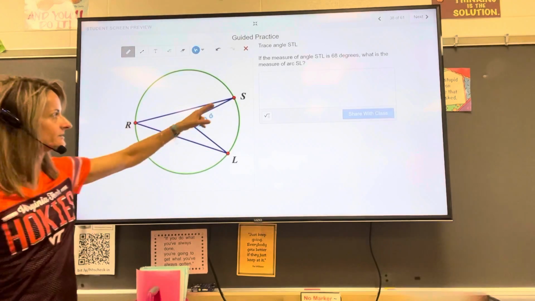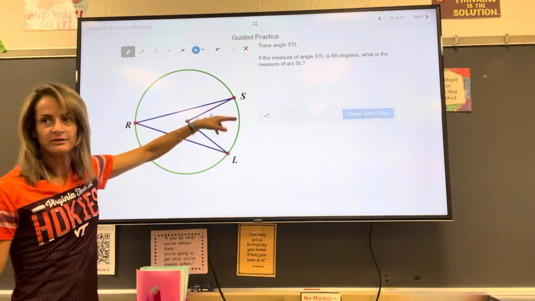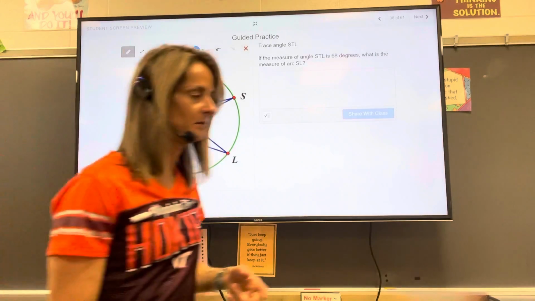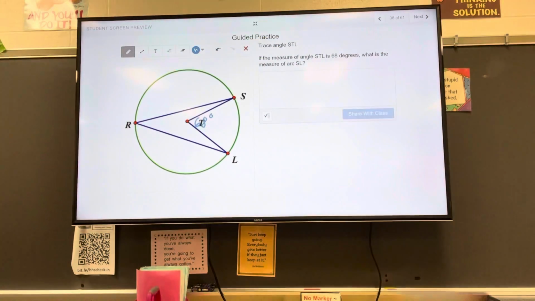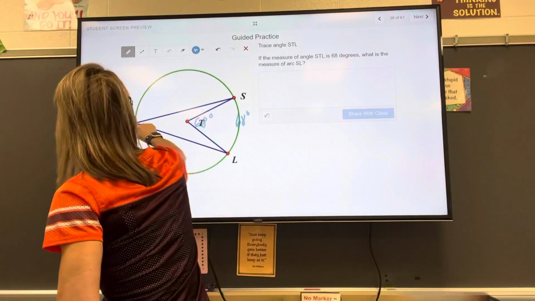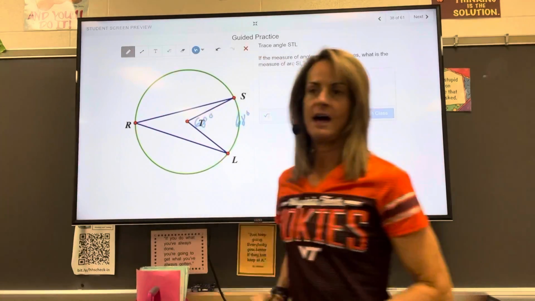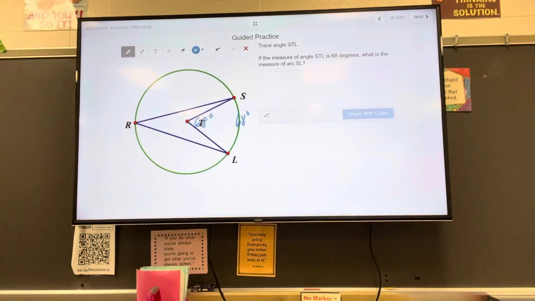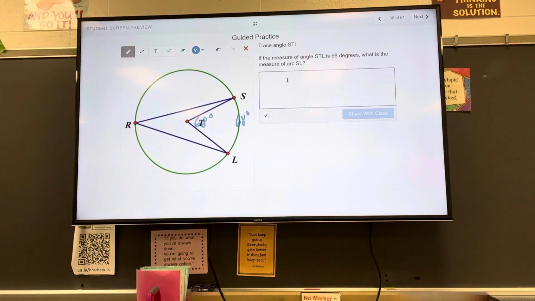We can measure this arc also in length, which we're going to do later in the unit, but right now we're measuring it in degrees, and it is 68 degrees. If they were asking us for the measure of this angle here, this inscribed angle, SRL, that would be half of 68. So what is the measure of arc SL? I'm just going to write 68 degrees.